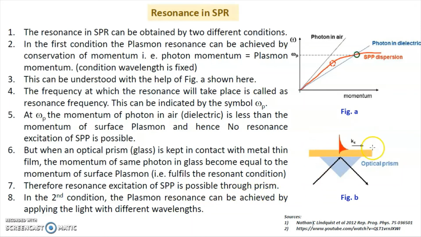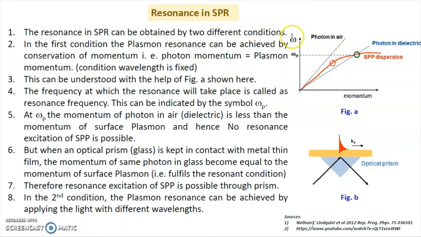So you can see that this is a metallic thin film, this is a prism, and this is a monochromatic light, and because the momentum of photon becomes exactly equal to the momentum of plasmon, there is a resonance. So at resonance, there is an increase in the amplitude. This kind of signal, the electric field, is generated only at this condition, right?